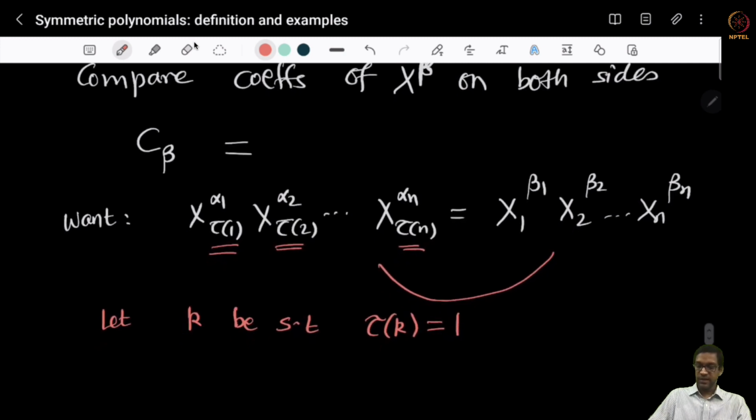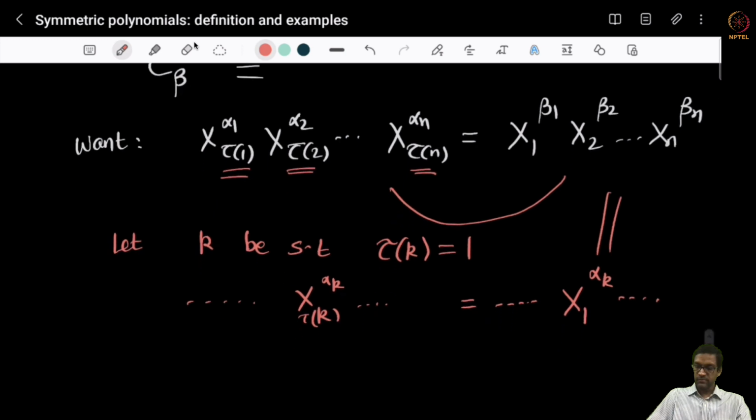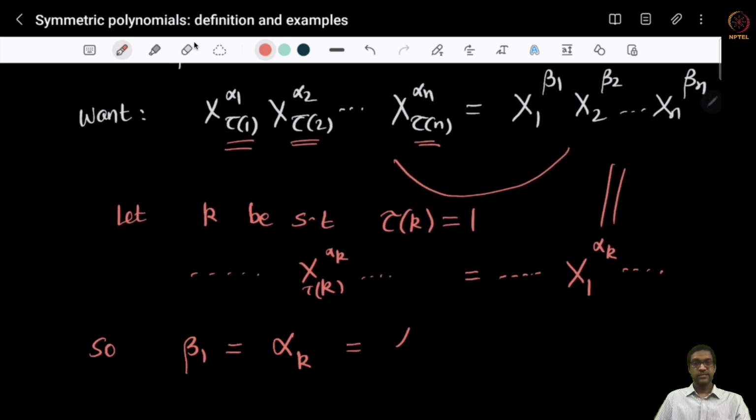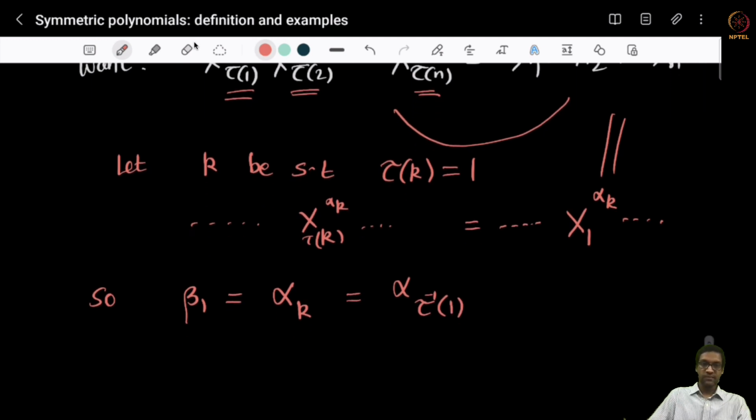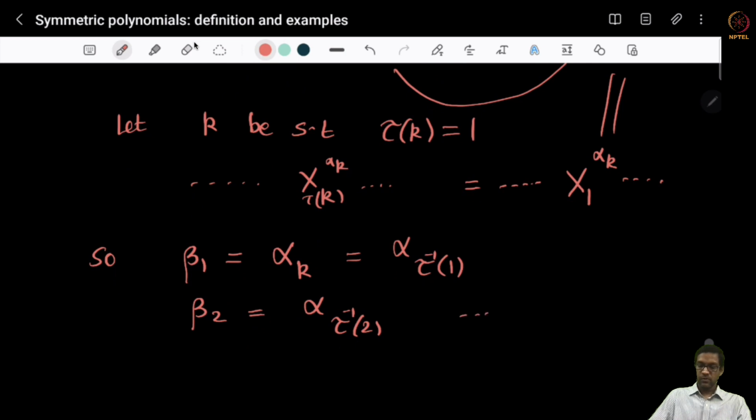But what is alpha k? What was k really? k is a number such that tau k is 1. So this is just alpha of tau inverse of 1. k is just tau inverse of 1. Now similarly, you just continue with the same argument. You will conclude that beta 2 has to coincide with alpha of tau inverse 2, and so on, all the way till beta n.